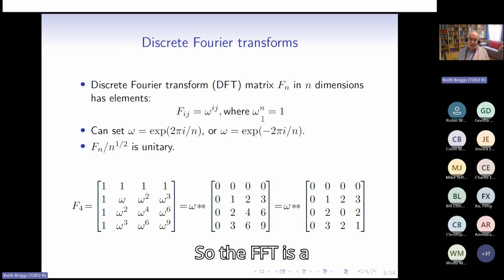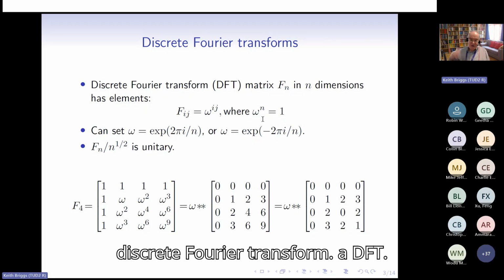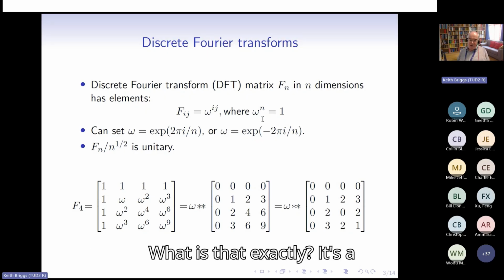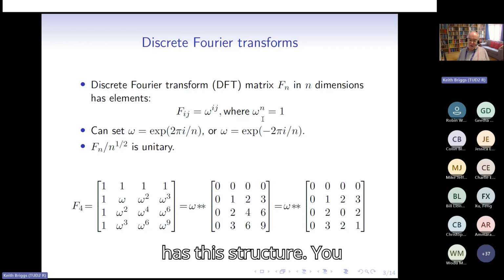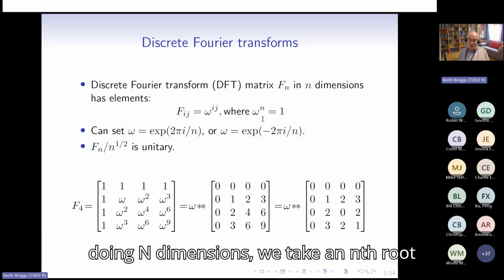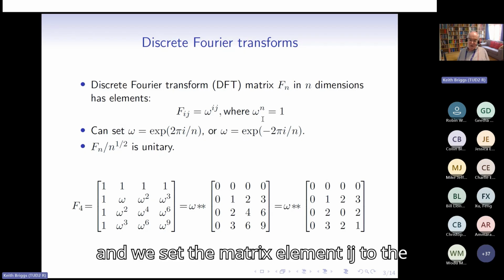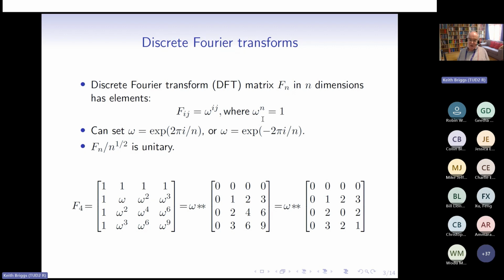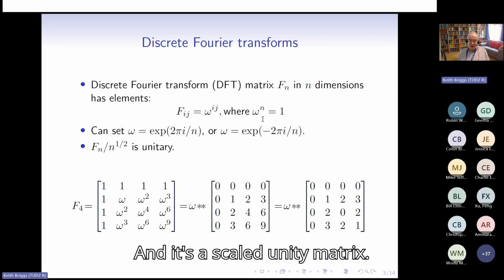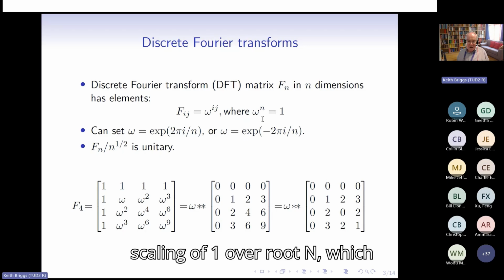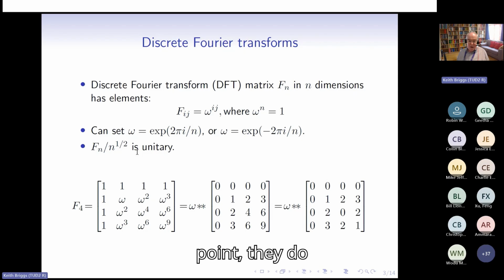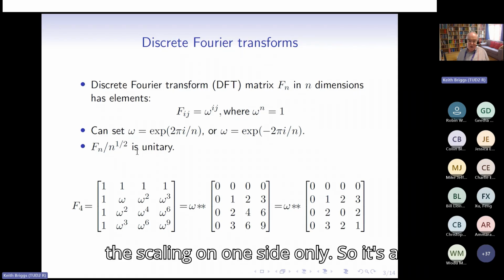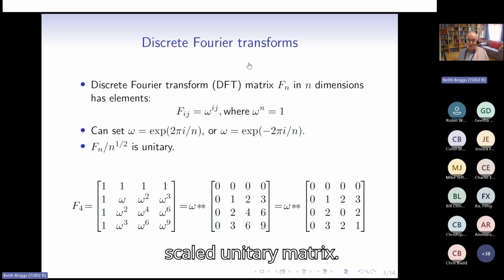So the FFT is a computationally fast way of computing a discrete Fourier transform. A DFT, what is that exactly? It's a matrix vector multiplier where the matrix has this structure. You start with a root of unity. If we're doing n dimensions, we take an nth root and we set the matrix element ij to omega to the i times j. And it's a scaled unitary matrix. Usually the engineers don't put the scaling of 1 over root n, which is in my third bullet point. They do the scaling on one side only, so it's a scaled unitary matrix.